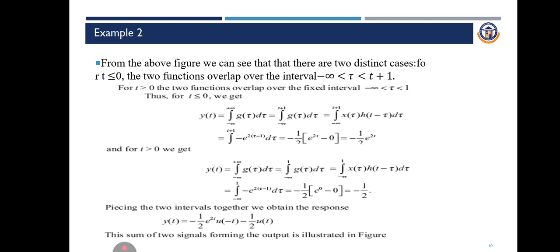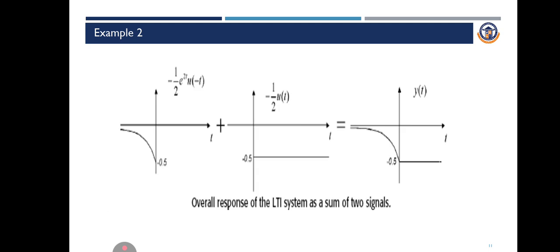Continuing example 2, we get y of t equal to minus 1 by 2 e to the power of 2t into u of minus t minus 1, minus 1 by 2 into u of t. So the overall response of the LTI system is the sum of two signals, that is minus 1 by 2 e to the power of 2t into u of minus t minus 1, and minus 1 by 2 into u of t. These two combined give us y of t.